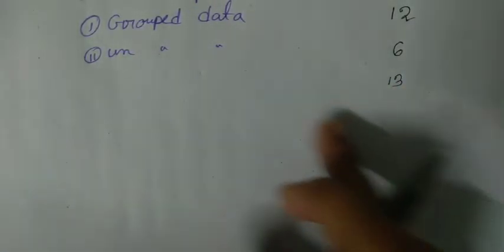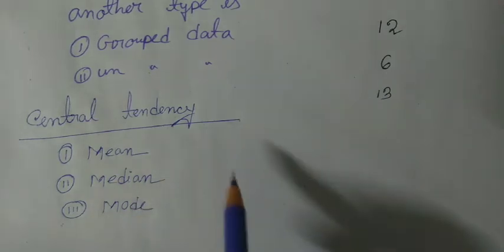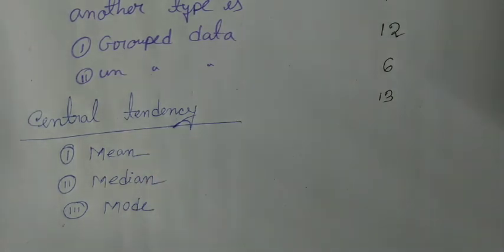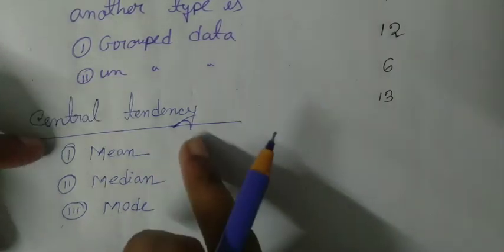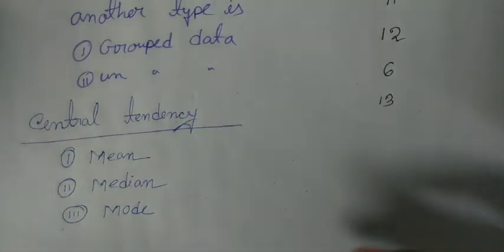The major portion of biostatistics is central tendency, meaning averages, and we calculate central tendency in three ways: mean, median and mode. So central tendency: mean, median and mode. In the next video I will discuss mean, median and mode briefly, with examples, applications, etc.